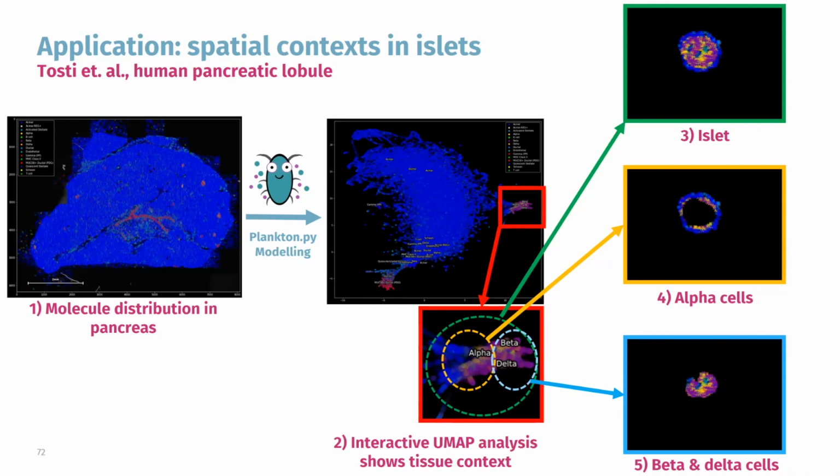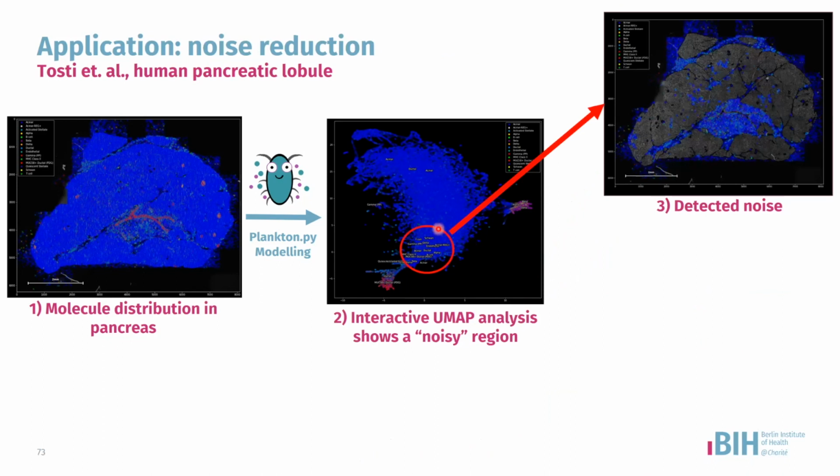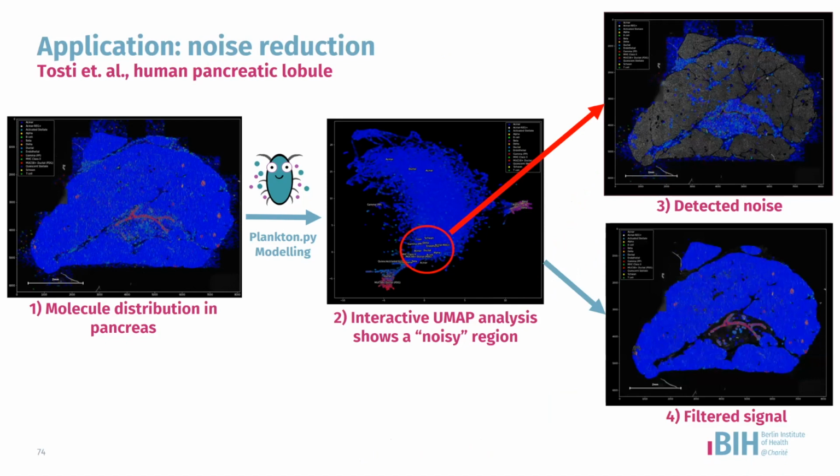In this particular data set, we found a region of genes that were being expressed that didn't really correspond to a cell type. When we isolated that on the tissue, we found that this corresponded to background noise. So this was a very exciting use case of the tool, where you can use it for background noise filtering. By removing the signal associated with this part of the UMAP, we can filter it and have a much cleaner signal for downstream analysis or for visualization.